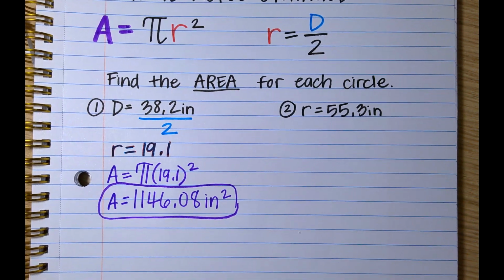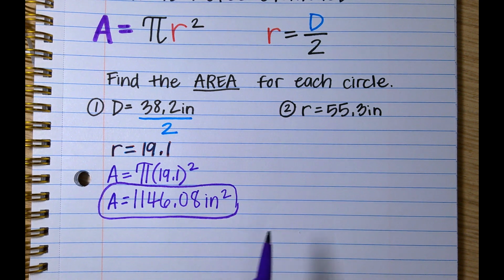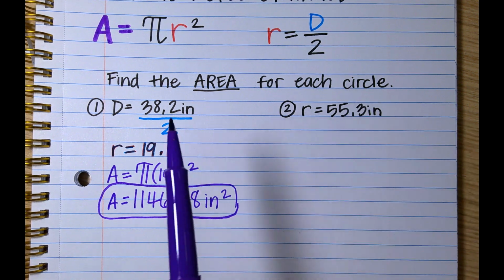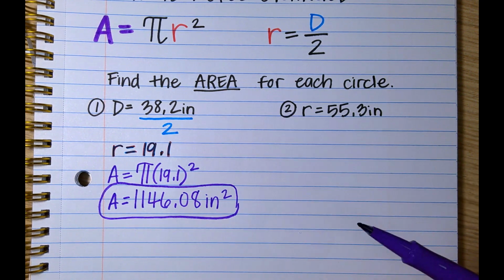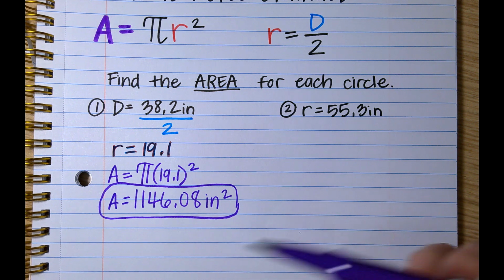Okay. So the main thing to be paying attention to is, have I been given the radius already, or do I need to solve for the radius first?